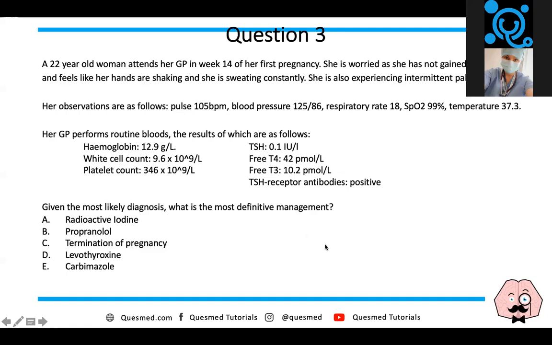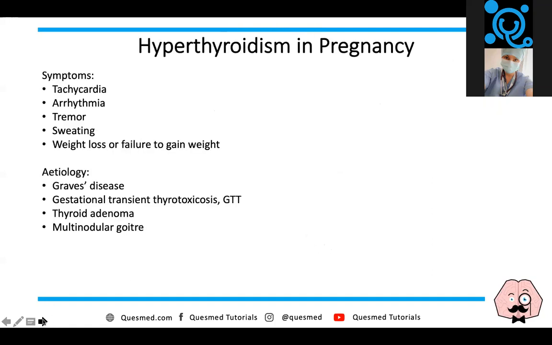Lovely, thank you for answering there. So let's talk about hyperthyroidism in pregnancy. Most cases of hyperthyroidism in pregnancy are in people with known hyperthyroidism, because remember, untreated hyperthyroidism is associated with a reduction in fertility. So it's actually quite uncommon to have a first diagnosis of hyperthyroidism in pregnancy, but it does happen.